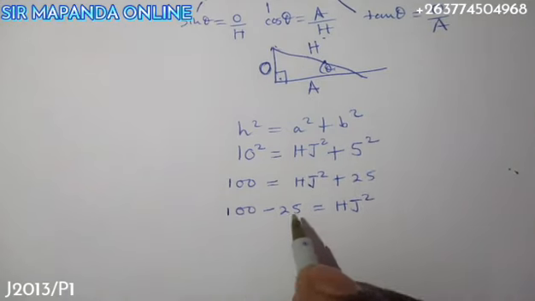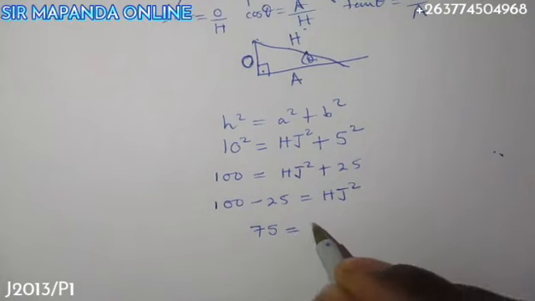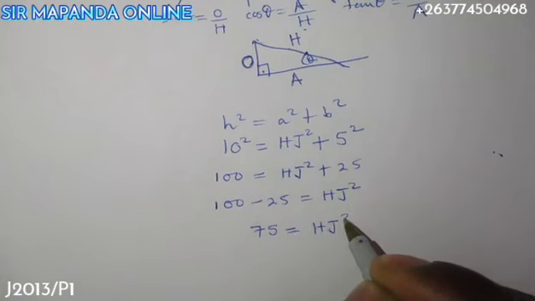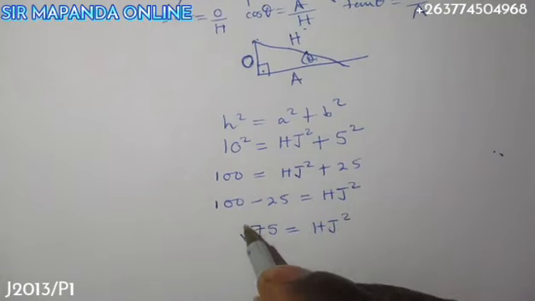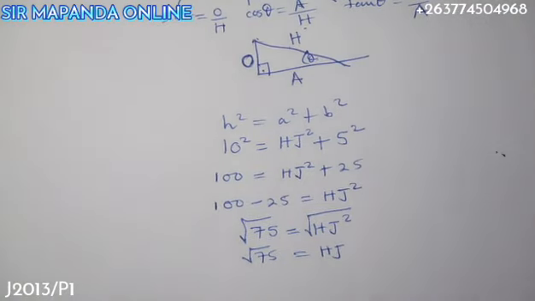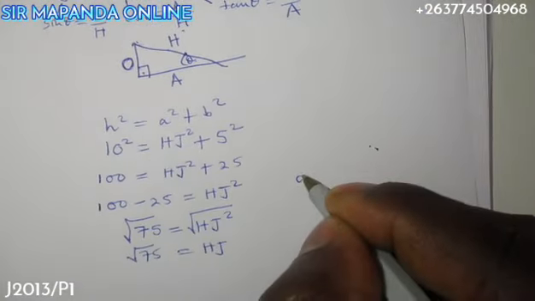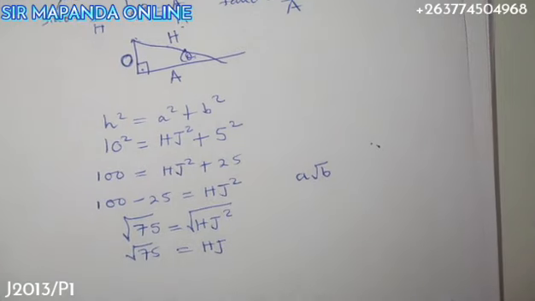So what is 100 minus 25? It gives you 75, equal to HJ squared. Then you put square root on both sides to make HJ the subject of the formula. So your answer is square root of 75, and you leave it in surd form. Sometimes they may ask you to leave it in reduced surd form, which is a root b form. A root b form is a surd form which is reduced.